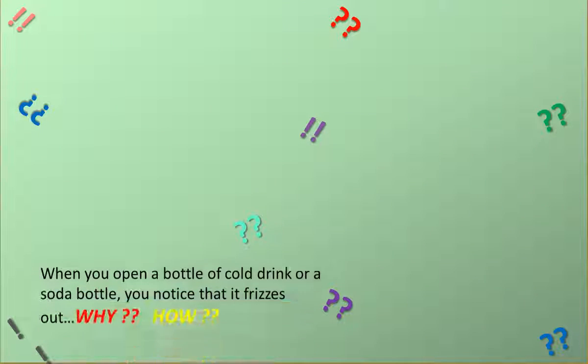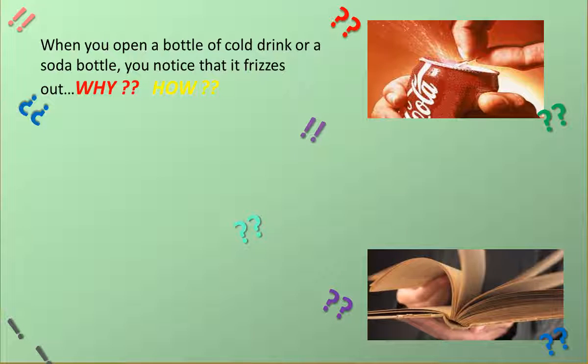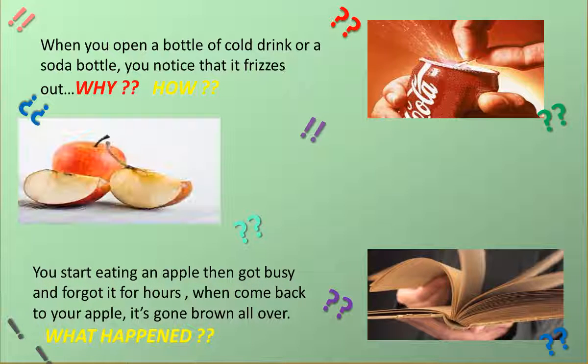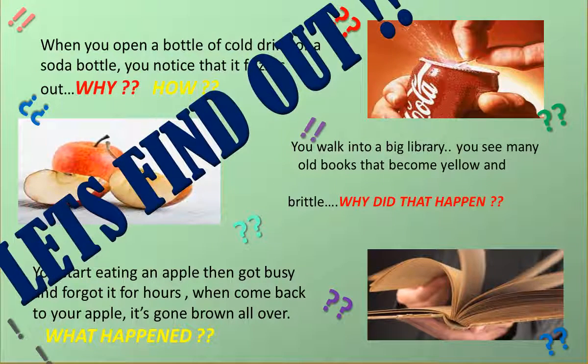Have you ever observed that when you open a bottle of a cold drink, it fizzes out? You enter a big library and see many old books that turn yellow, or, more commonly, a cut apple becomes brown all over after some time. You must have seen them, but what's the science behind them? Let's find out.